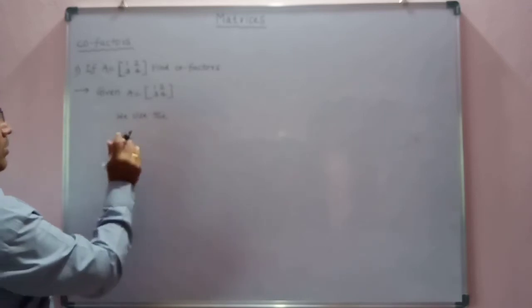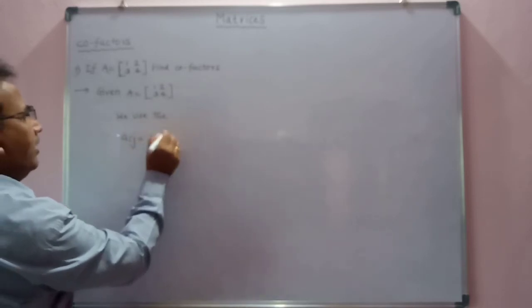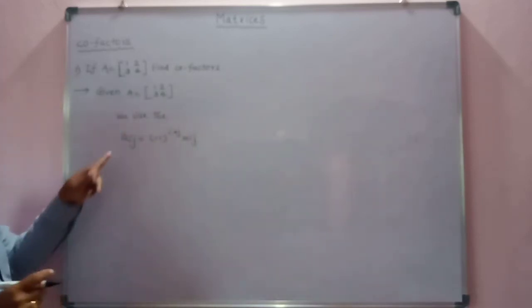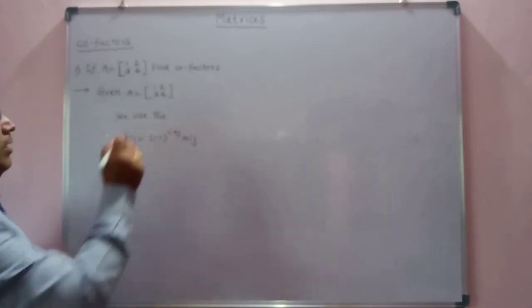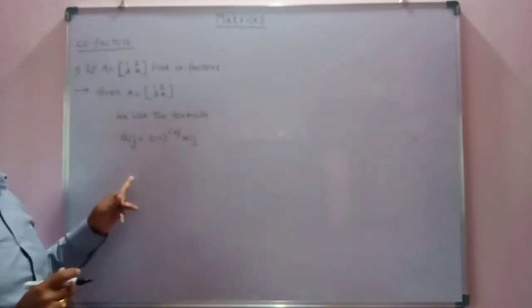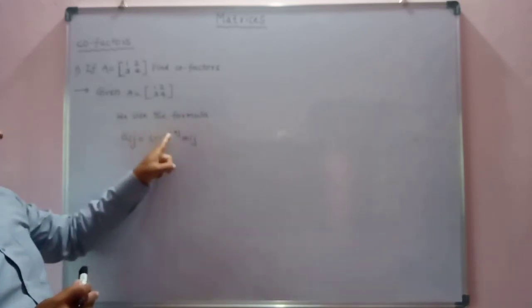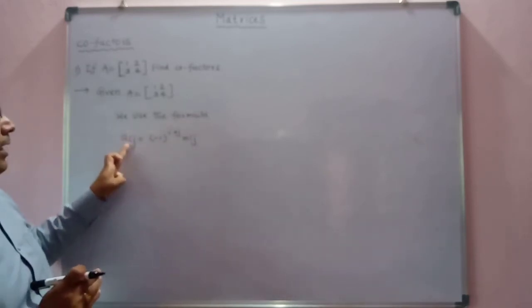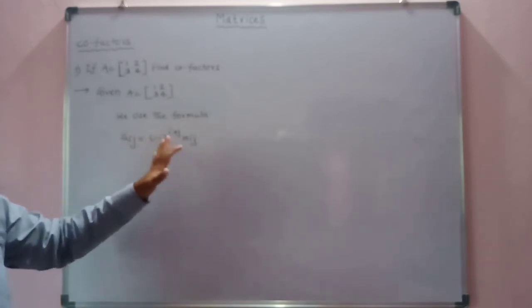Cofactors means a11, small a11 means aij. We use the formula aij equal to minus 1 raised to i plus j into mij. I means row and j means column. Therefore, we use the formula aij equal to minus 1 raised to i plus j into mij. I means row, j means column, ith row and jth column.